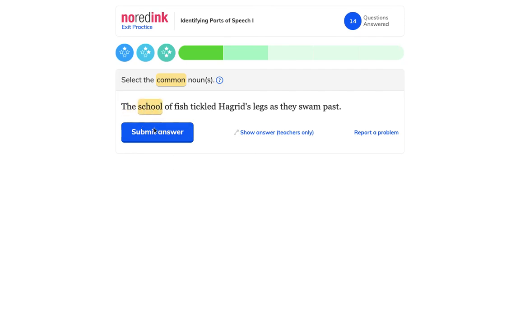The school of fish tickled Hagrid's legs as they swam past. So school is a noun. Fish is a noun. It's the object of the preposition of fish, prepositional phrase. And they tickled what? His legs.